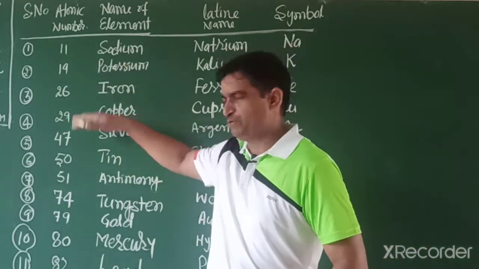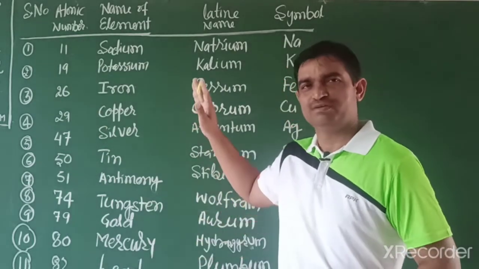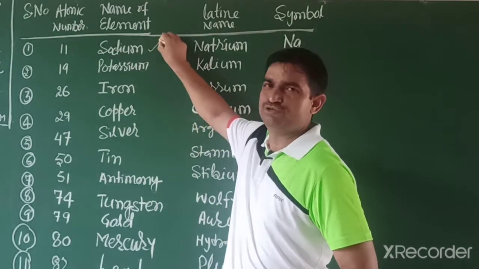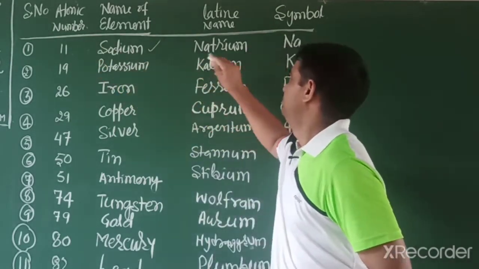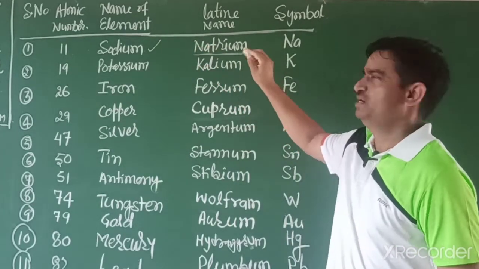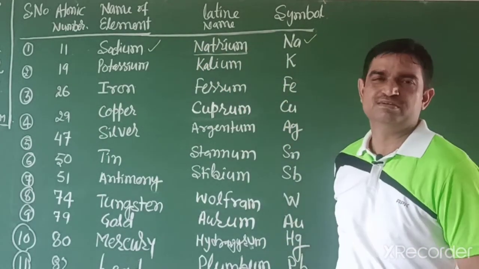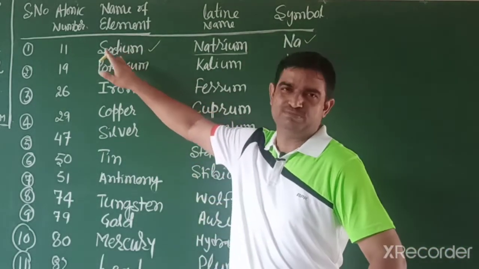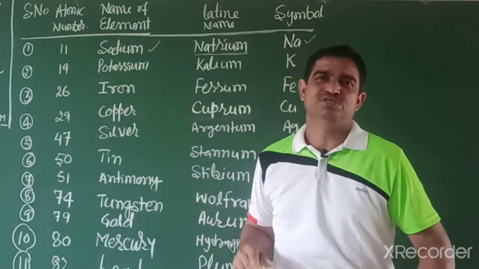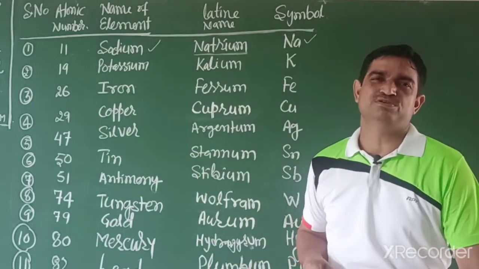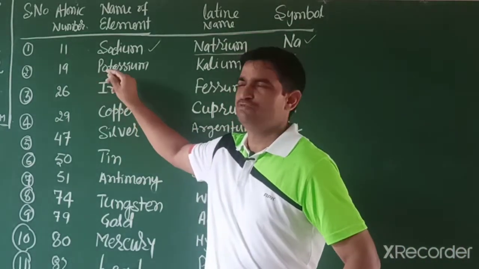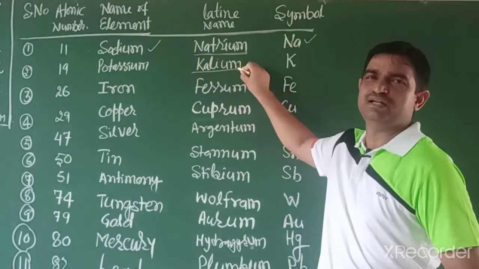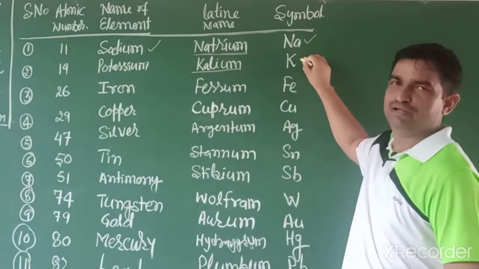So now I will explain all 11 elements, their Latin names, their symbols and atomic numbers. The first element is sodium, atomic number 11. Its Latin name is natrium and we write the symbol Na. Many times in exams students are confused because they write S for the sodium symbol, but the sodium symbol is Na; S is for sulfur. The other element is potassium, atomic number 19. Its Latin name is kalium and the symbol is K.